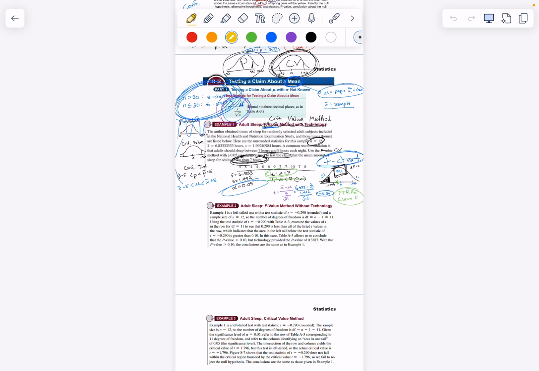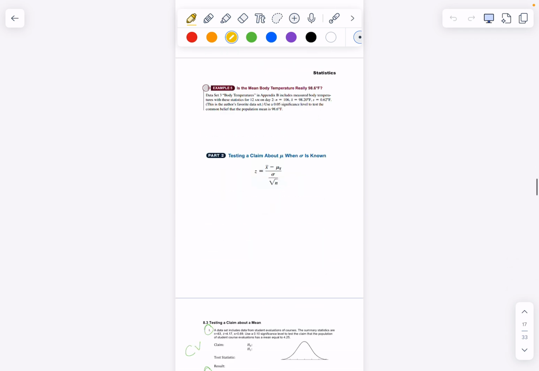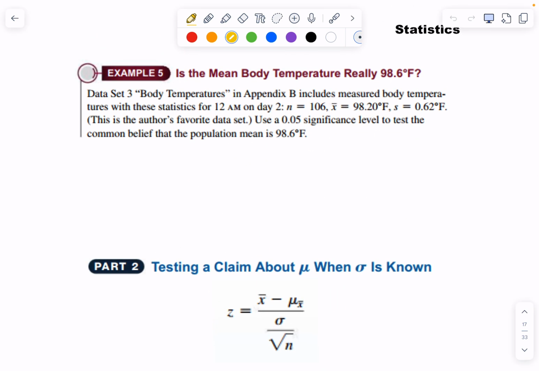All right. 8.3, testing a claim about a mean. We're going to skip all the way to example 5 because I think you guys are getting the idea. We're going to do it critical value style and confidence interval style. Critical value is, we don't do p-value style for mean, but critical value style is labeling the bell curve. Confidence interval style is like finding where mu lives between x bar minus the error and x bar plus the error and all the things, right? Okay, so we'll get to that.